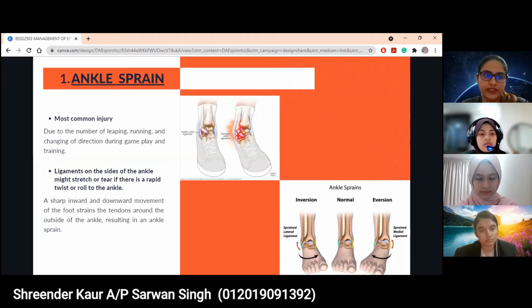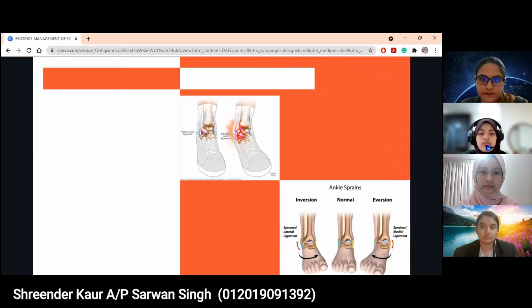An ankle sprain happens when the ligament on the side of the ankle stretches or tears if there is a rapid twist or roll to the ankle, as can be seen in the picture where the ankle is being twisted. A sharp inward and downward movement of the foot strains the tendons around the outside of the ankle, which will result in an ankle sprain. Okay, next.